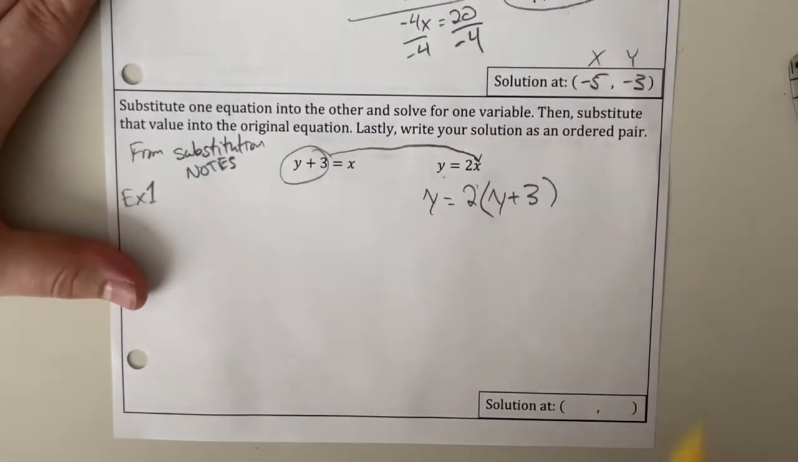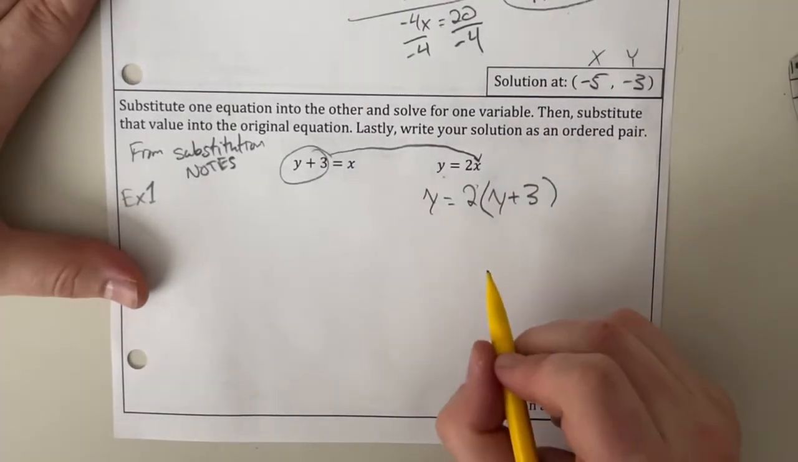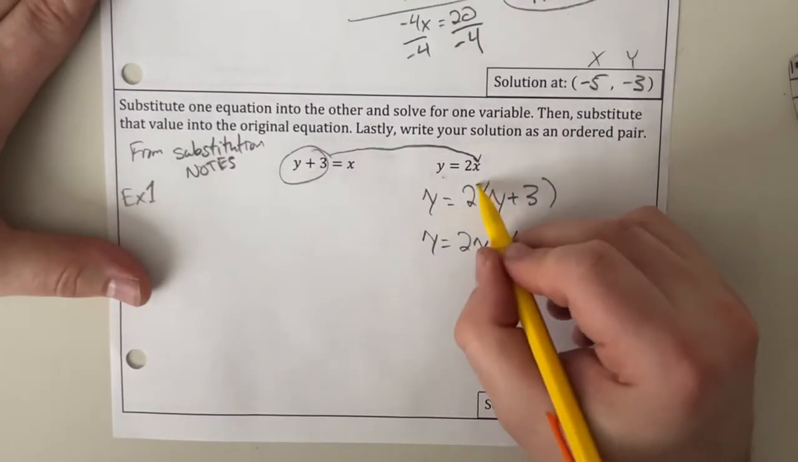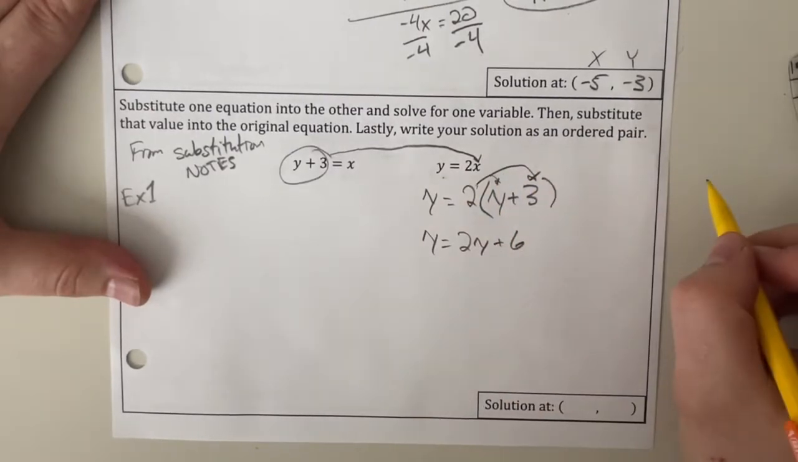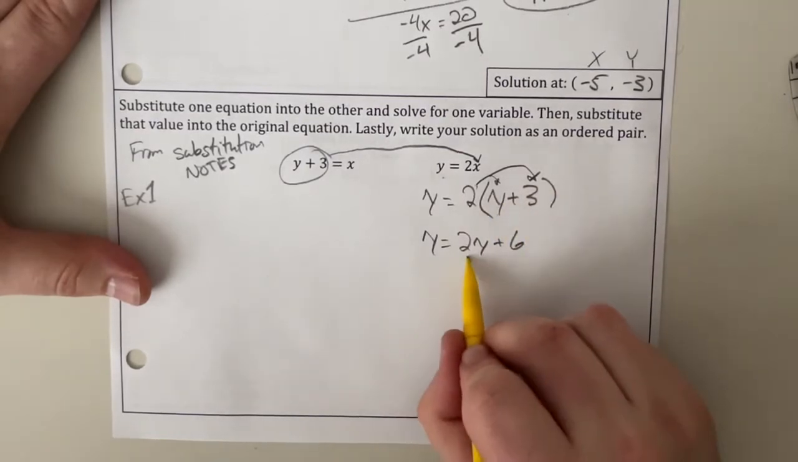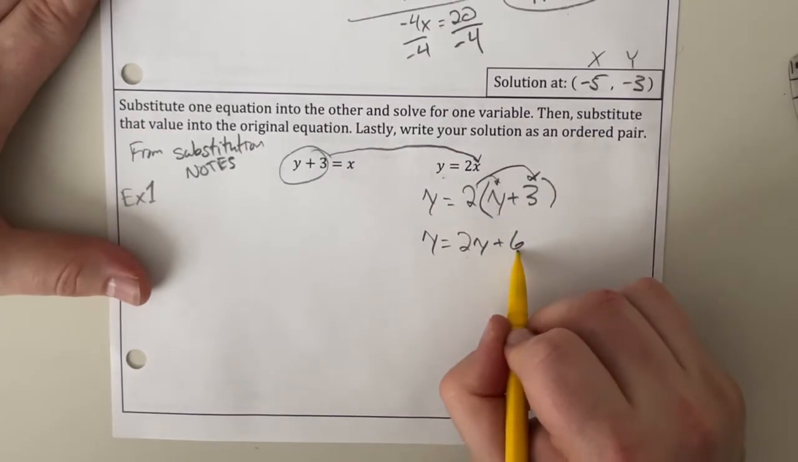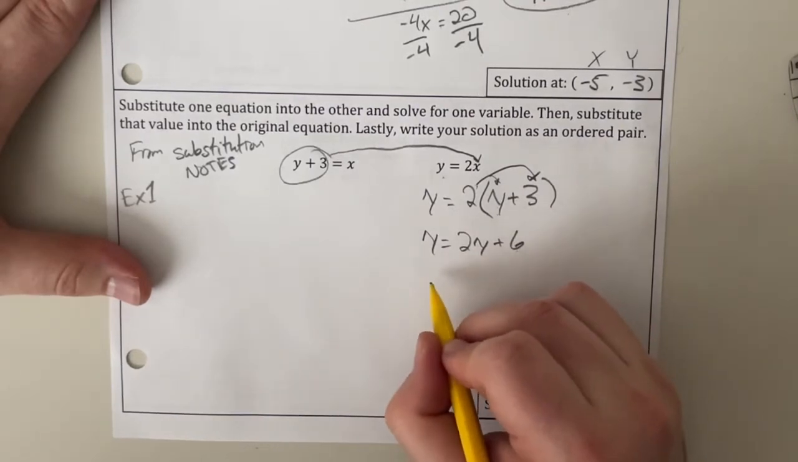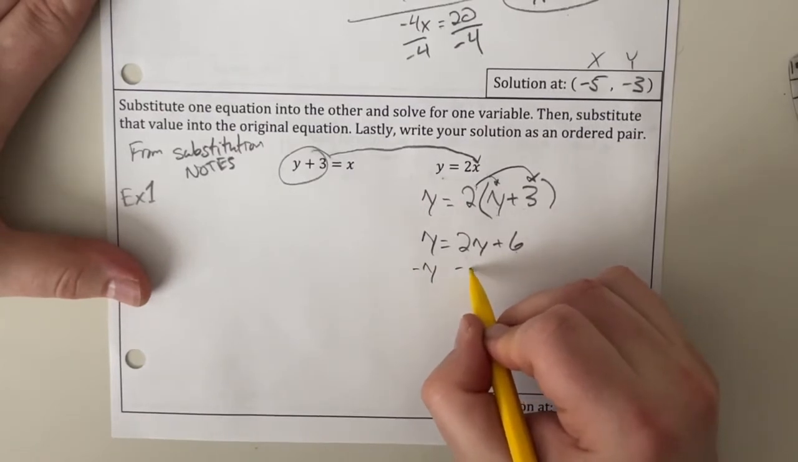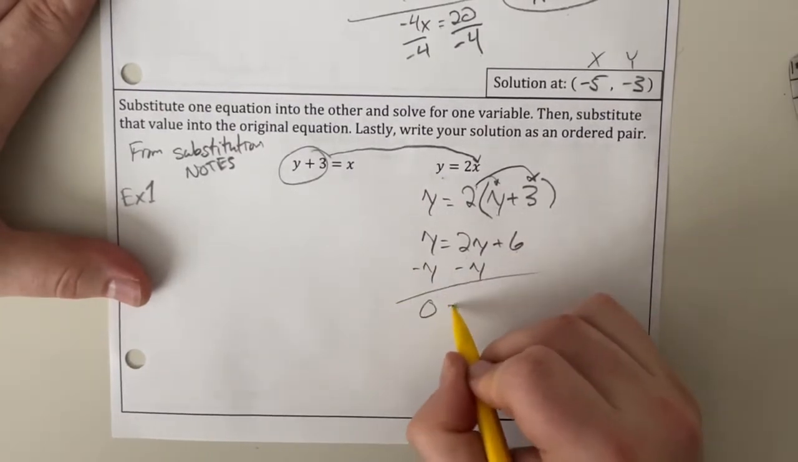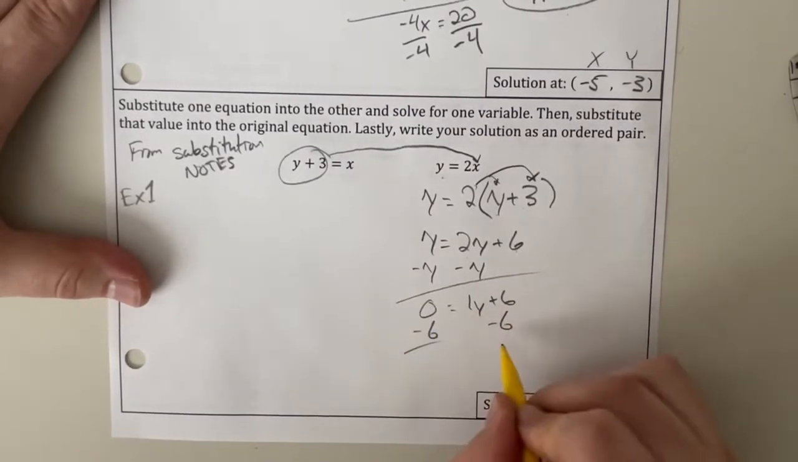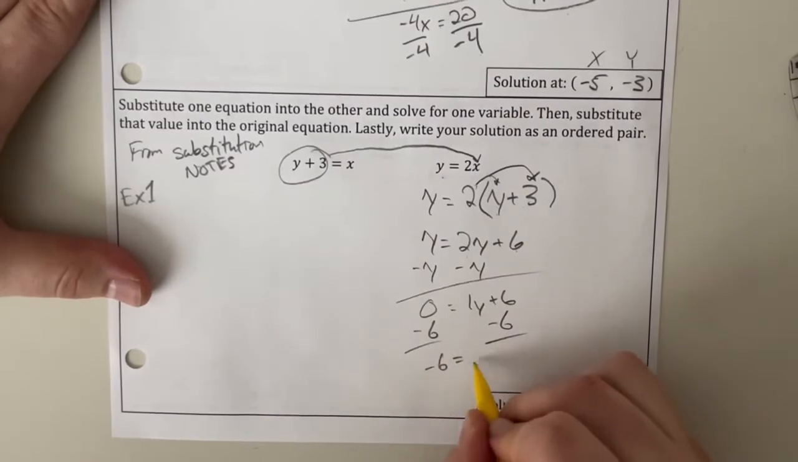Make sure you can solve for your variable y first. So I'm going to say y equals 2y plus 6. And make sure you're multiplying that term from the outside of parentheses times each of the terms inside. So that's how I got 2y plus 6. Now I'm going to get y by itself, so I can subtract y from both sides. And so I have 0 equals 1y plus 6. Subtract 6 from both sides. And so I have negative 6 is equal to y.